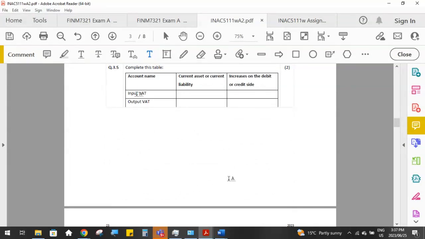Input VAT is going to be a current asset, because you are allowed to claim the VAT back. So that means it's a receivable in your books until SARS pays you back. And because it's an asset, it will increase on the debit side. So that leaves our output VAT as being a current liability, because the VAT that we add onto the invoices that we send to our customers is VAT that we owe to the receiver. So if we owe it to somebody else, it's a liability, and we know that liabilities increase on the credit side.